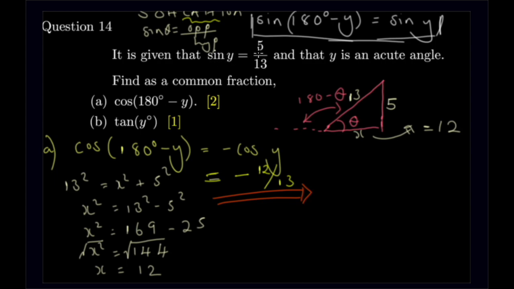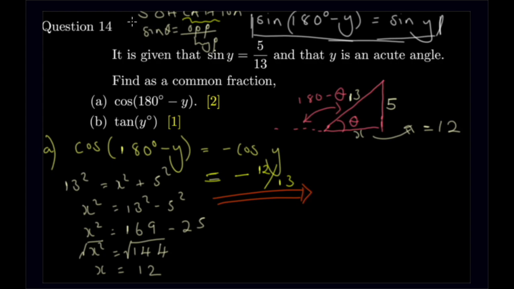So sine y equals 5 over 13. We use this ratio. So our theta, you don't need to put theta here, you can even put y here. It's still okay. I was just illustrating, so that's why I used theta. But you can even put y here. So sine y equals 5 over 13.